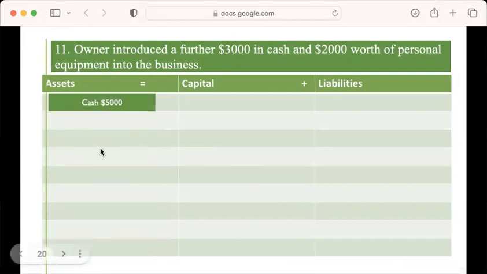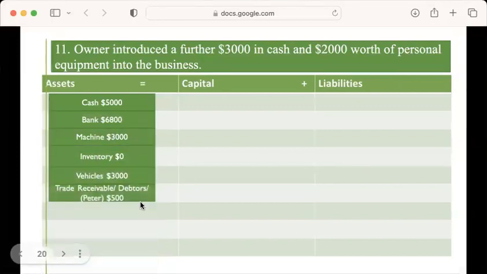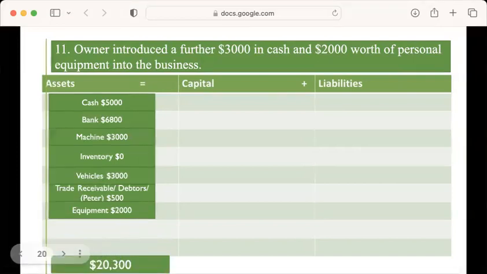So cash in hand was earlier 2,000, and now with that 3,000, we are having $5,000 worth cash. And the owner is also giving equipment into the business. So we receive and we have another asset called equipment, as you can see. Right, so we have an equipment worth 2,000. So the total assets are now 20,300, because it used to be 15,300, but now 5,000 extra capital is given by the owner.